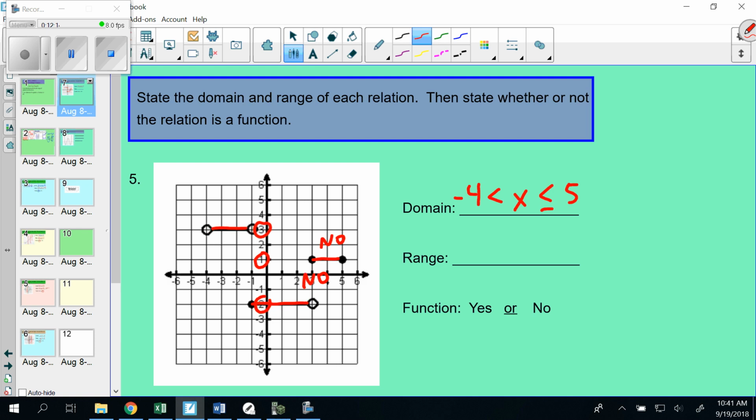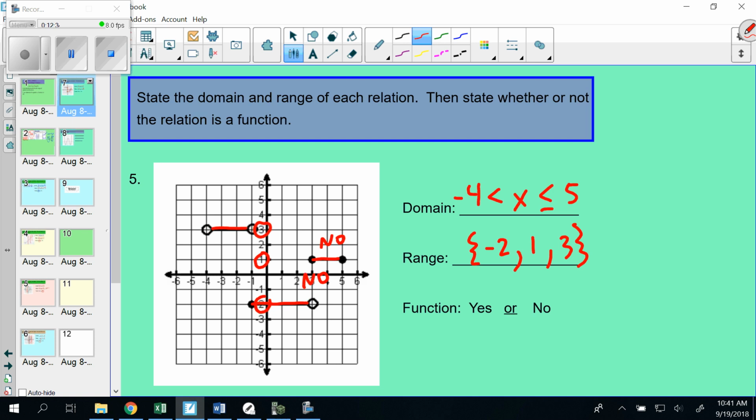We would just list this range out as a set of points here. It would be the set of points of -2, because there's a y value at -2. There's y values at 1, and there's y values at 3, but nowhere else. So that one would just be a set of those 3 points.